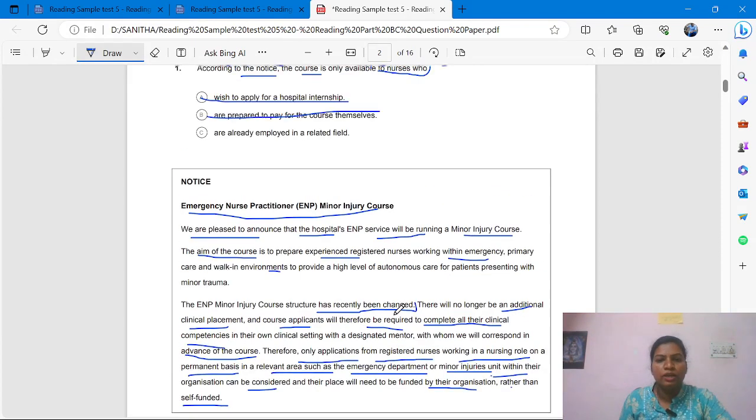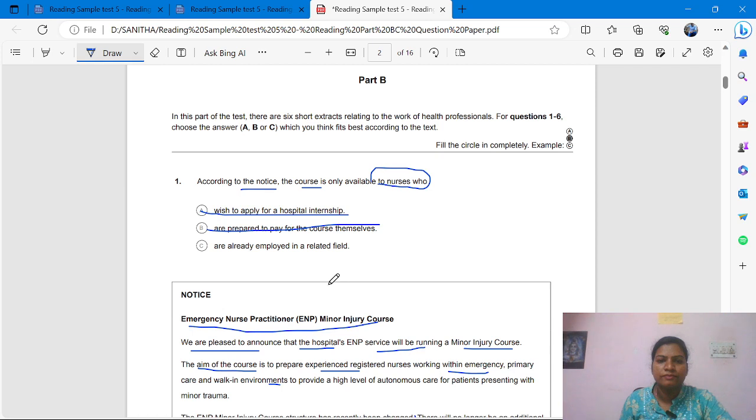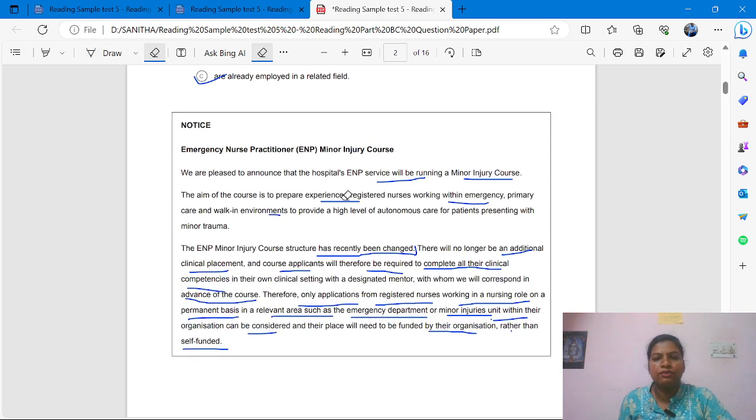So what is the answer? Are already employed in a related field. See, are you getting the answer? Please mark it C. This C is the correct answer. Like this you have to find out all the answers.